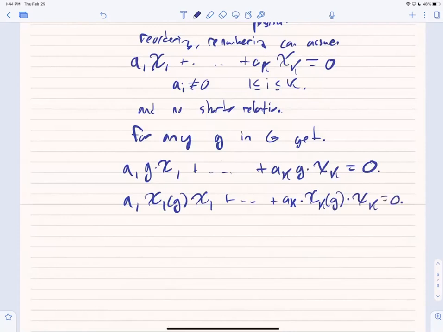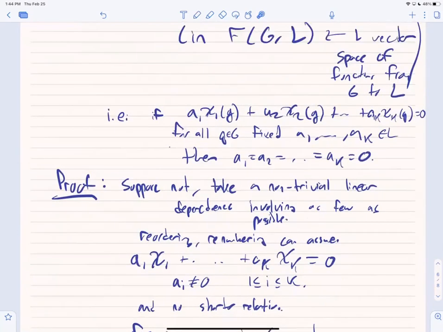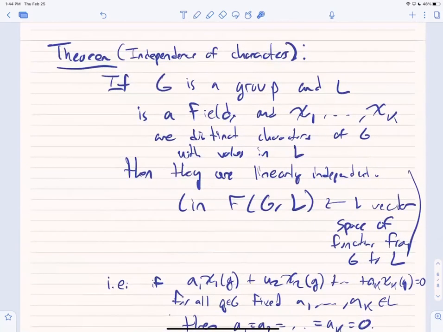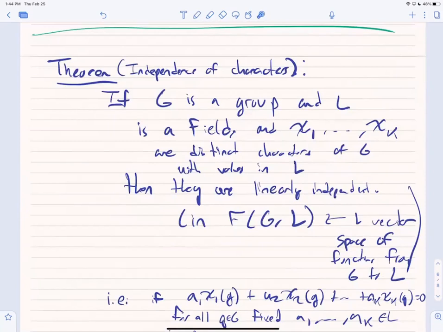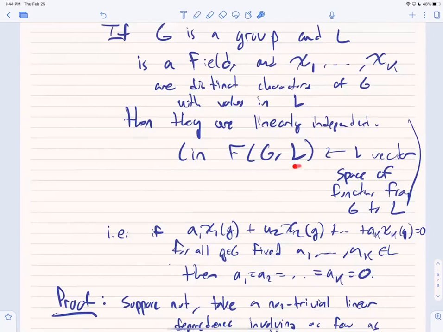So this is exactly the computation we did before. When we were working with Z mod NZ, we saw that each of these character spaces was preserved. So for functions from G to L, there is an action by right translation. For F in here, I say G dot F at T is equal to F of T times G. This has this action by right translation.